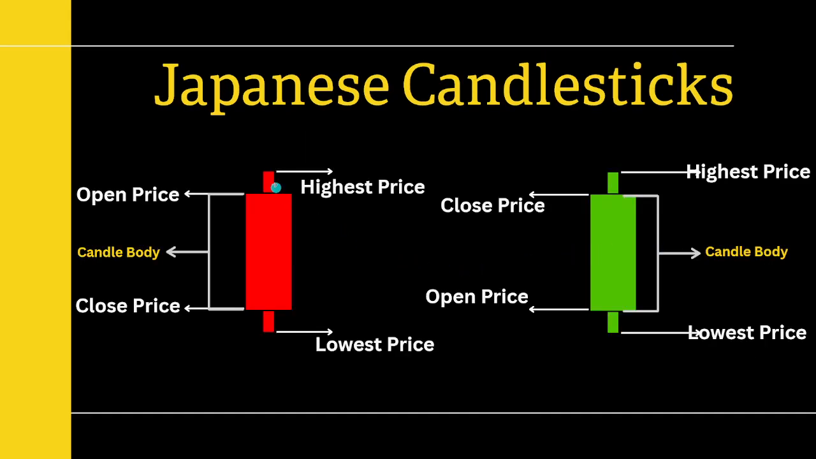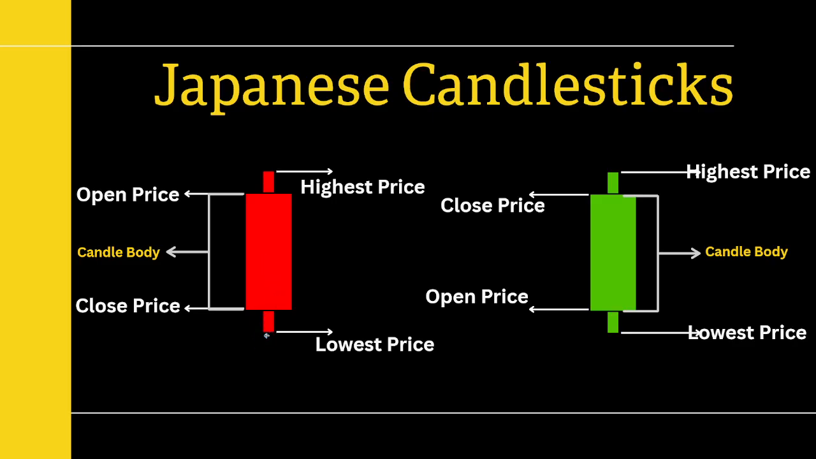And for those who do not know, the wicks are these lines at the bottom. What we call the inner part or the big part, we call it the candle body, and the low and high wicks or thin lines like these are called wicks.